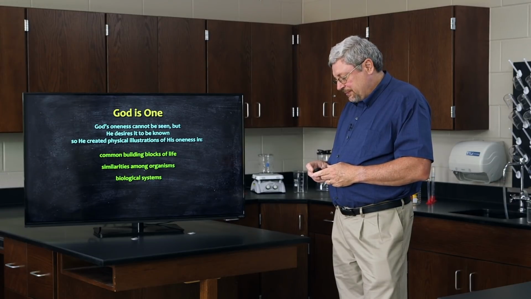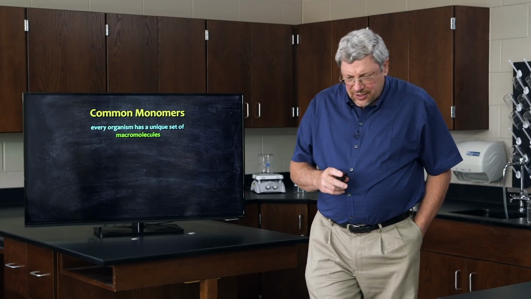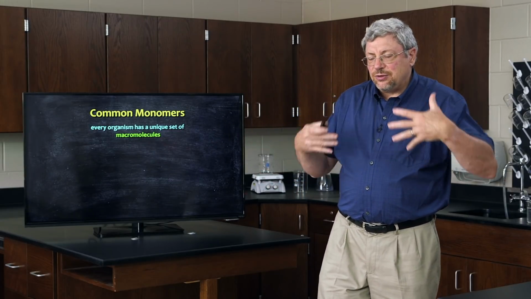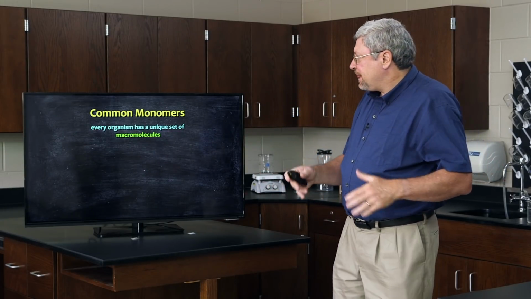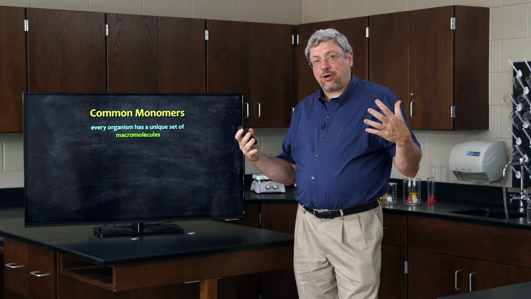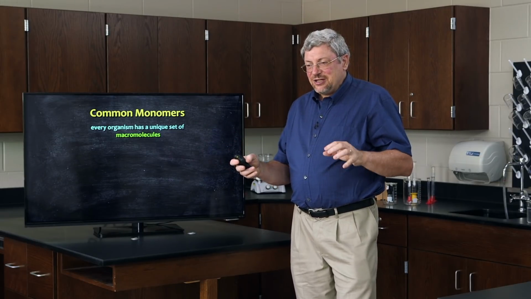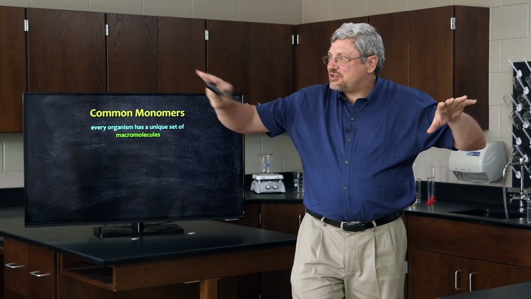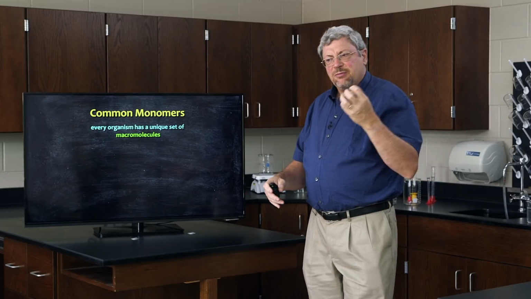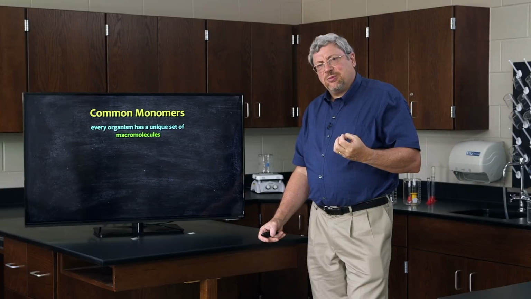Beginning with the common building blocks of life, we have this phenomenon that there are common monomers for all of the molecules of which organisms are made. Organisms are actually made of big molecules, macromolecules. That simply refers to the fact that they're large molecules. If you compare the molecules that the sun is made of, that the earth is made of, that planets are made of, some of them can be fairly large molecules. Most of them are small.